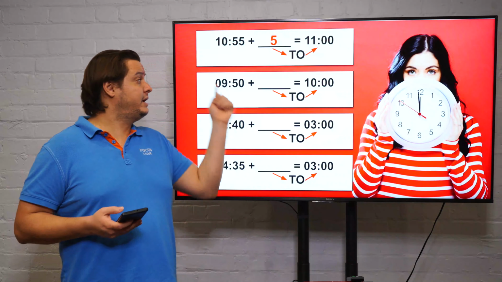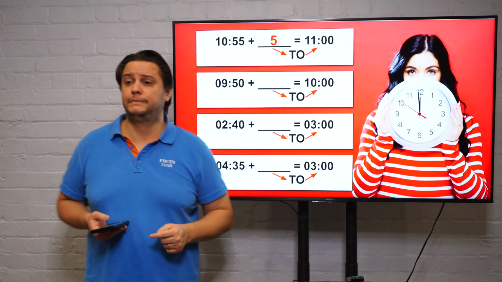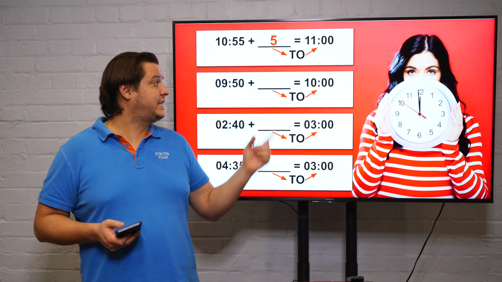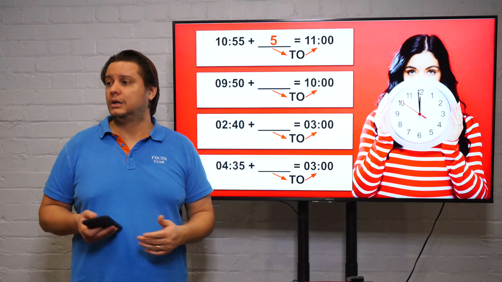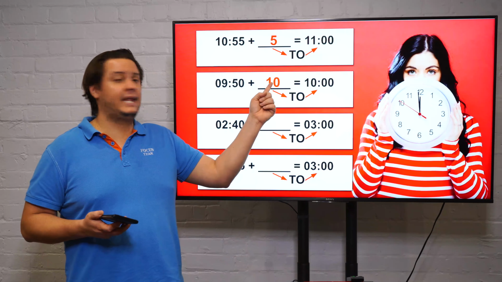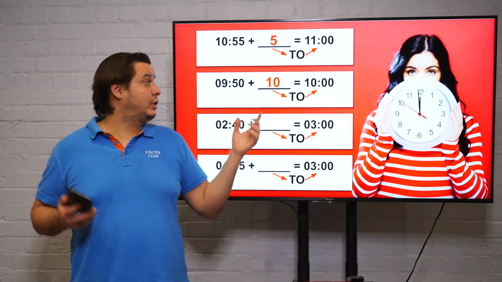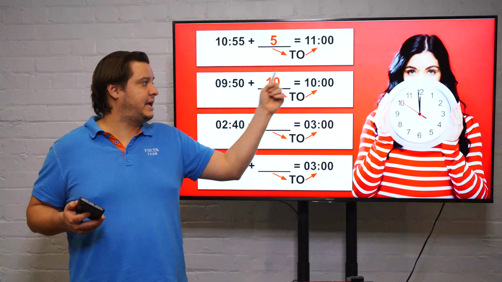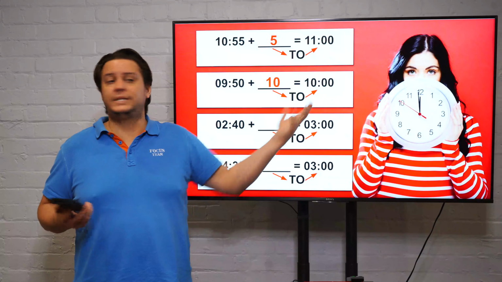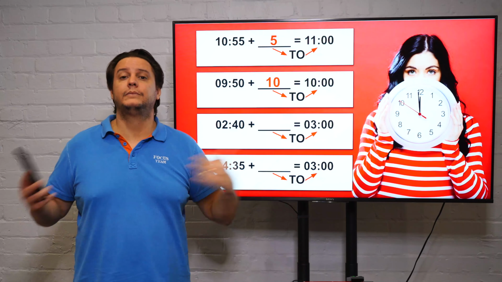But try to practice this because in English, a lot of people say 5 to 11. Now here, guys, what time is it here? 10 to 10. Very good. So the logic, look, 9:50 plus 10 minutes, it's 10 o'clock. So we say 10 to 10.